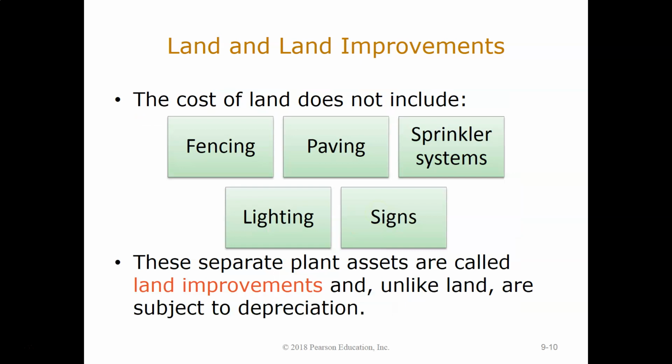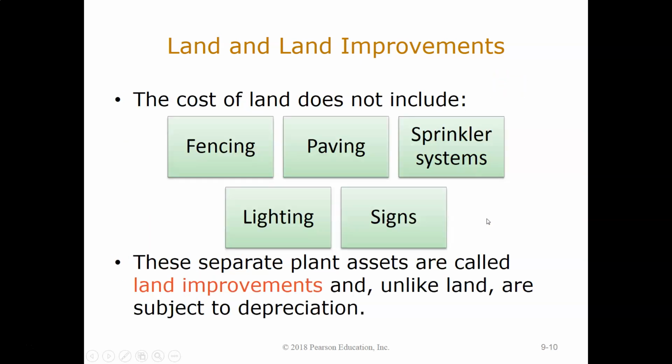So then what are land improvements? These are things that you put on the land that won't last forever. Unlike land, right? Land's not going anywhere. Land improvement items will eventually need to be fixed and replaced. And those include things like fencing, paving, signs, lighting, sprinkler systems, landscaping. Those are all land improvements.